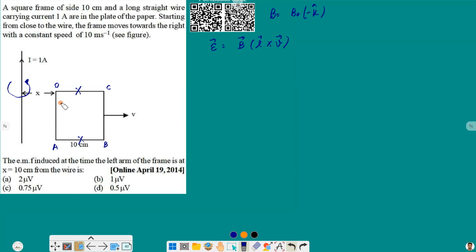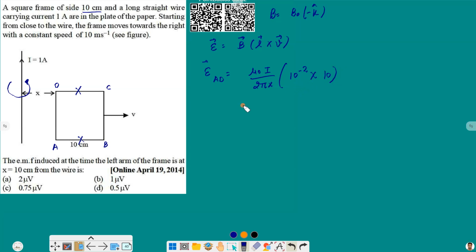So first let's find the induced EMF for AD. So E_AD will be the magnetic field at AD, and as it is at distance x from the wire, the magnetic field will be mu naught I by 2 pi x into its length, that is, we know the side length is 10 centimeter, so 10 raised to power minus 2. Now multiply by the velocity, which as mentioned is 10.